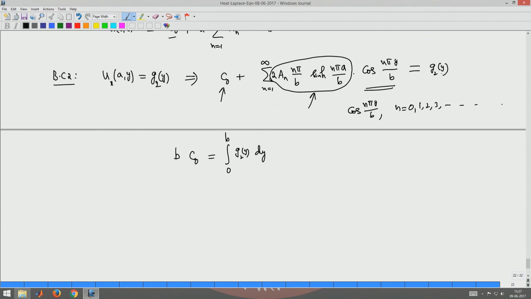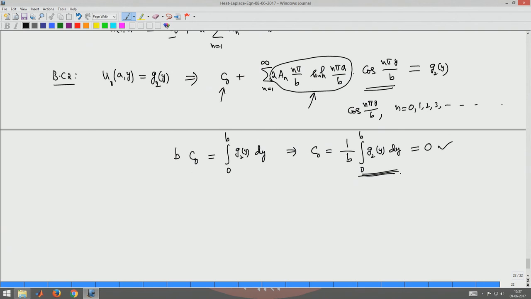So this will be 0, and this will be simply what you have. So that implies C0 is 1 by b, b is non-zero, times the integral from 0 to b of G2 of y dy. But in order to have the steady state, we know that this condition is already satisfied. So this is 0, because this integral is the necessary condition to get the steady state. This is the necessary condition to have a solution for the steady state in the plate. That is the same as saying to have a unique solution.